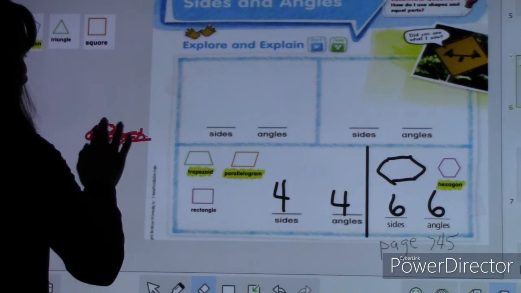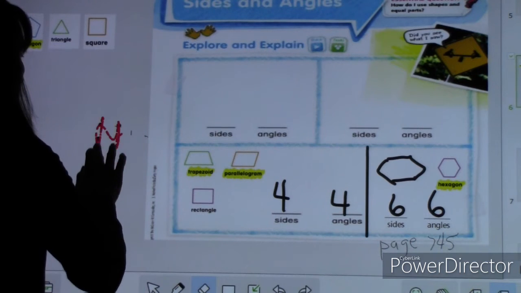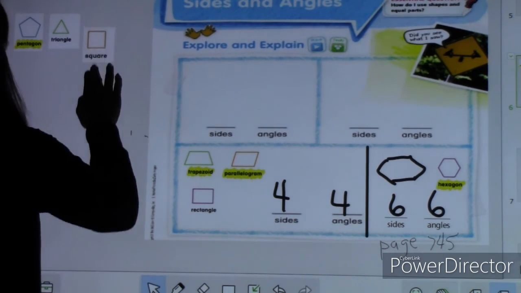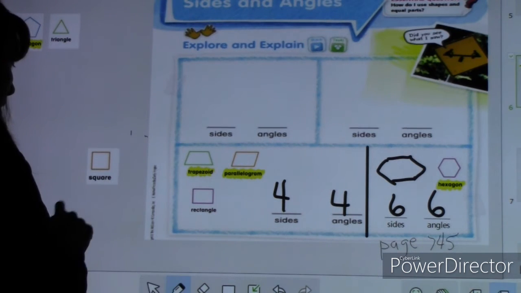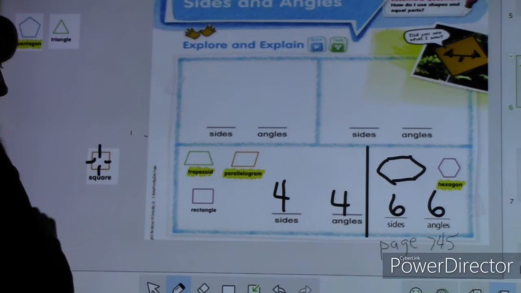Remember, if at any point I'm going too fast for you, you can go ahead and pause the video so that you can catch up. All right, our next shape is a square. We're going to count the sides. 1, 2, 3, 4 sides.